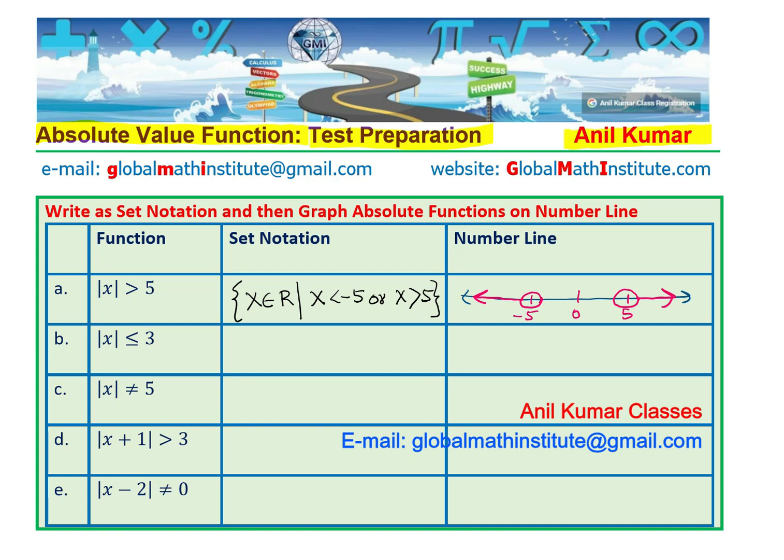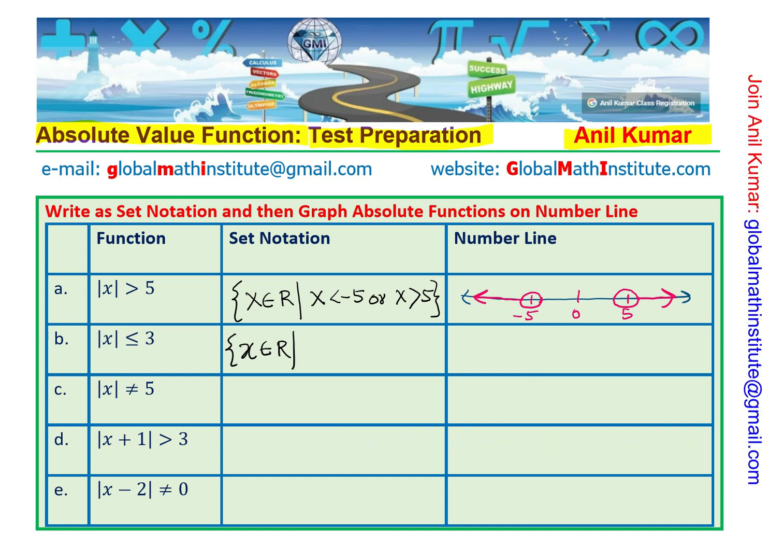Next one here is absolute value of x less than or equal to 3. So in set notation, again, x belongs to real numbers, right? And absolute value of x is within 3 and minus 3. So we could rewrite this as including, right? So that is how we are going to write this.